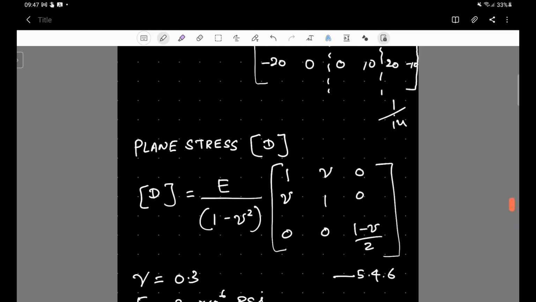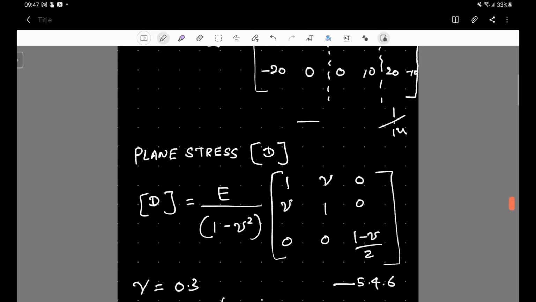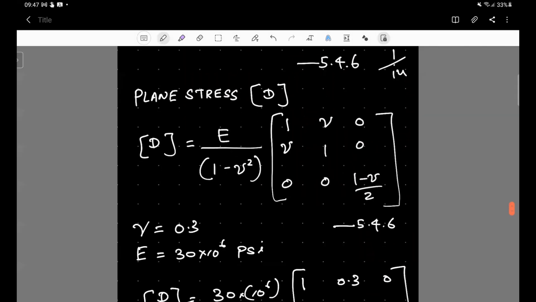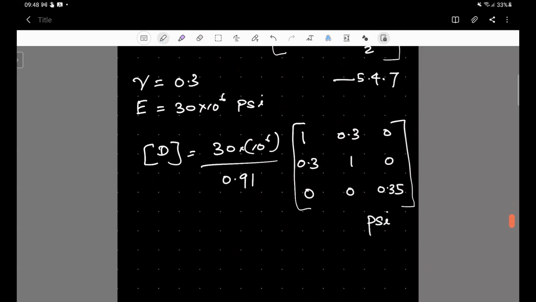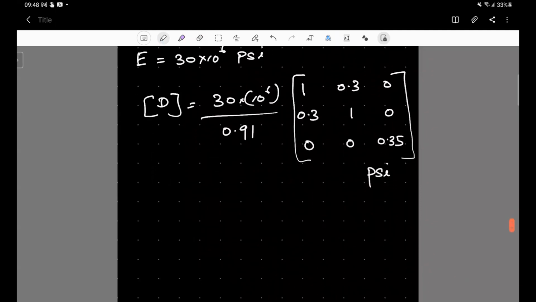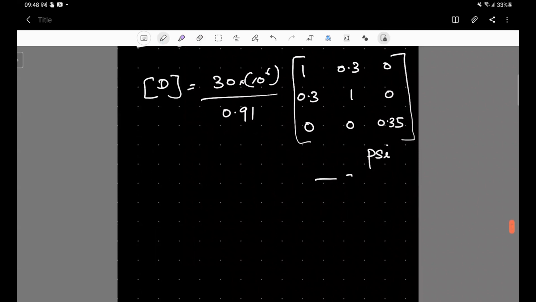To be consistent with the previous, I will use 5.4.6 here, 5.4.7, 5.4.8. So what else do we need here to calculate the element stiffness matrix?